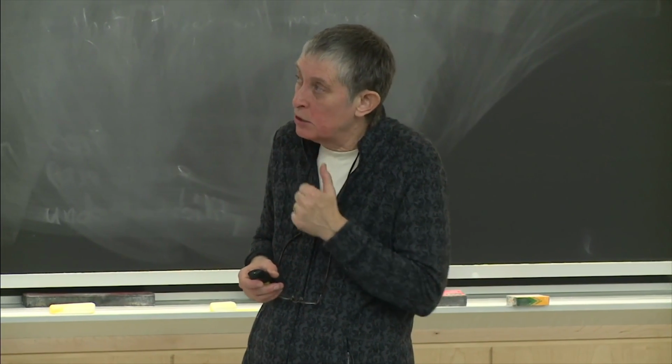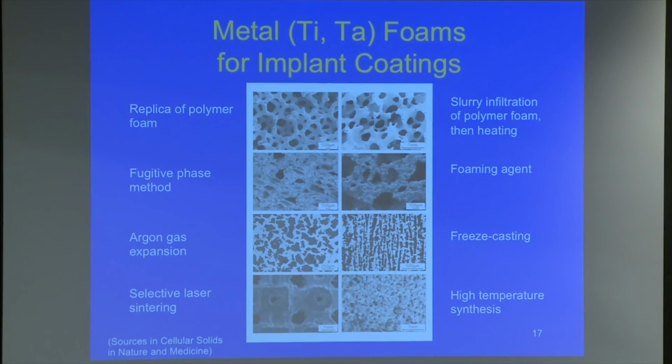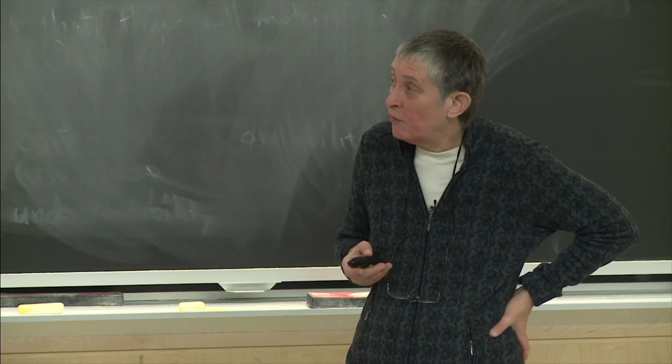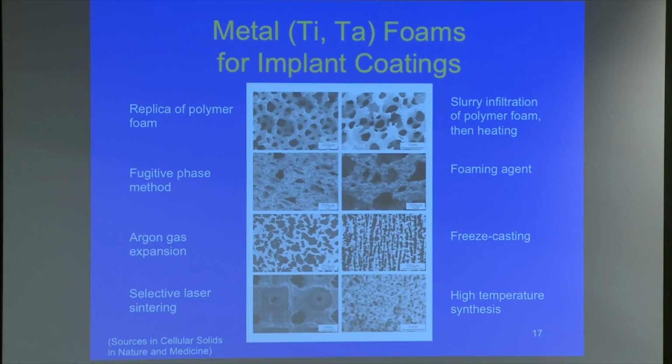And one idea is that you use porous coatings to minimize that. And right now, typically what they do is sinter beads, metal beads, onto the stem. And another idea is maybe you could use a metal foam, and these are some different types of metal foams that people are looking at.